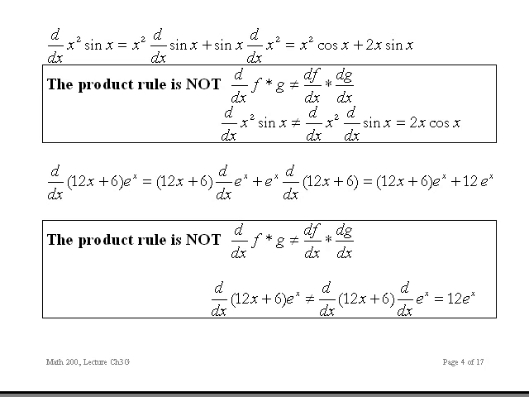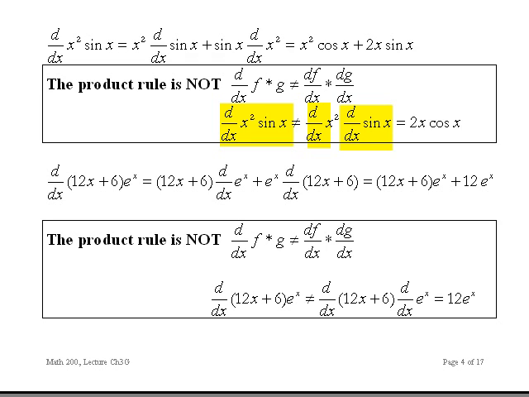I'm taking the derivative again of those two functions, x squared times sine of x. I cannot just take the derivative of x squared and multiply it by the derivative of sine. You see what the answer would be? 2x cosine x. It is not the same. The answer is x squared cosine x plus 2x times the sine of x.